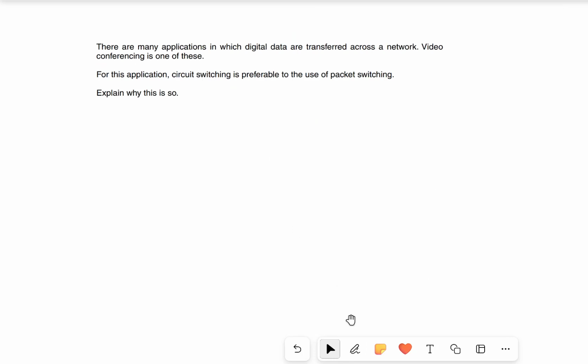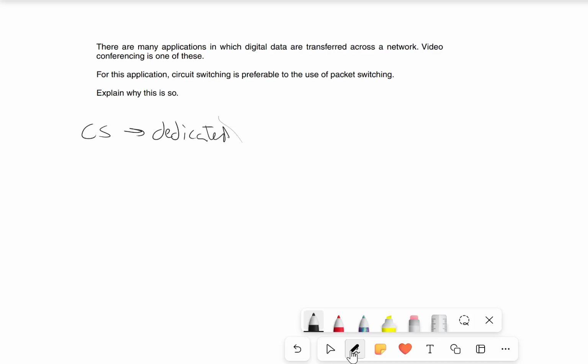Okay, so pause the video, give this question a go yourself first. Okay, why would we use circuit switching instead of packet switching for video across a network for video conferencing? Well, in circuit switching, we have a dedicated circuit. Within this, we have whole bandwidth. This means that data will travel faster.